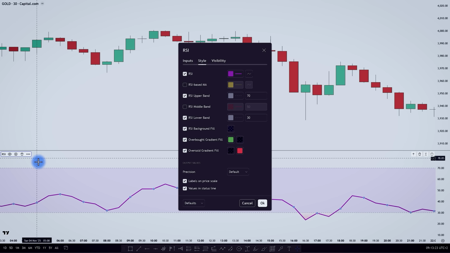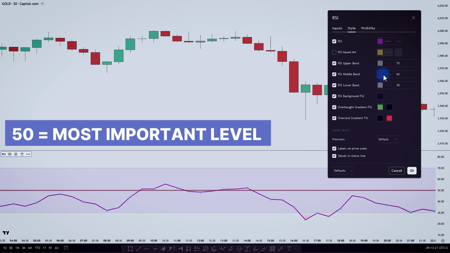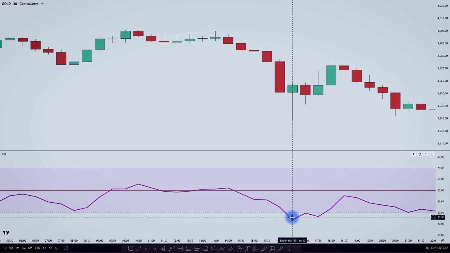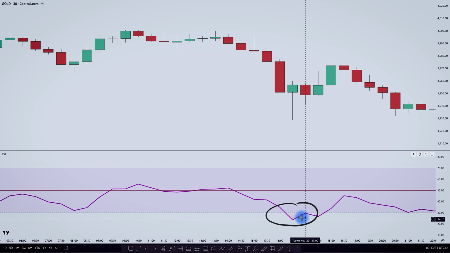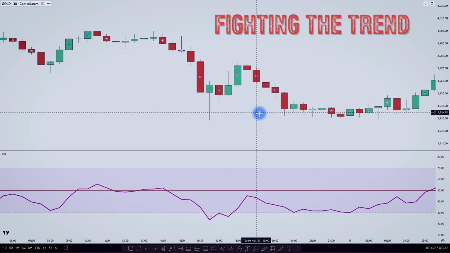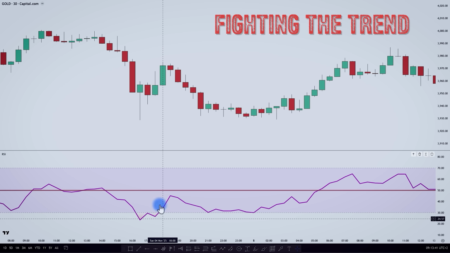Forget everything you learned about 70 and 30. The most important level on RSI is 50. Here's what you do wrong. You see RSI at 25 and think oversold, must buy. And you're fighting the trend every single time. You're trying to catch reversals that don't exist.